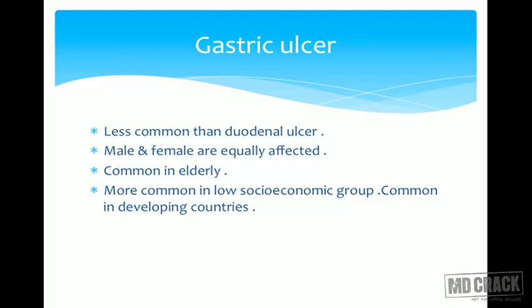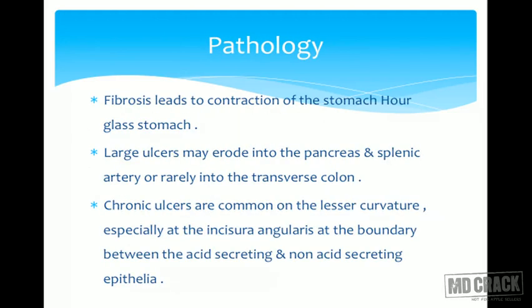Males and females are equally affected. They are common in elderly people. They are more common in low socioeconomic groups and hence in developing countries. The fibrosis produced by a chronic gastric ulcer leads to contraction of the stomach and stenosis, classically called hourglass stomach. Large ulcers may erode into the pancreas, splenic artery, and rarely into the transverse colon. Chronic ulcers are common on the lesser curvature, as we saw earlier, especially at the incisura angularis, at the boundary between acid secreting and non-acid secreting area.